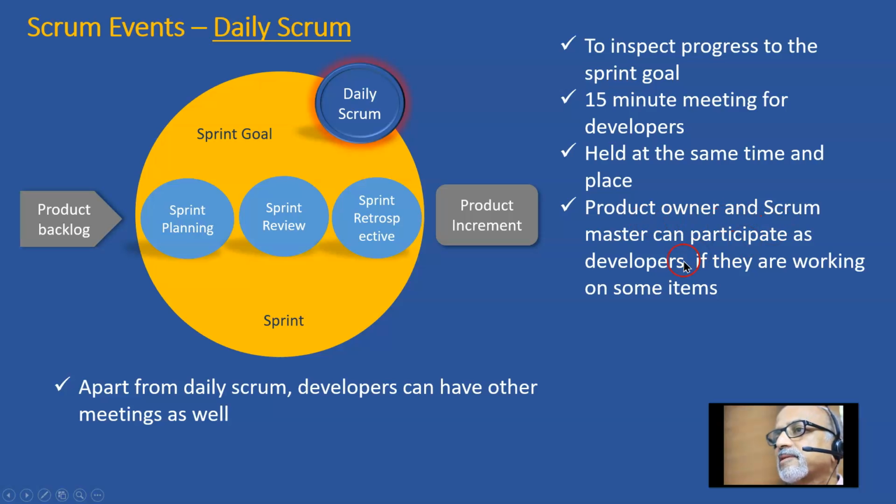The product owner and the scrum master can participate as developers if they are working on some items. So a Scrum Master can volunteer for some of the development activities. In that case, he'll be attending that meeting. Similarly, the product owner also, if he has volunteered for some work within the sprint, can participate in the capacity of developer, not wearing the hat of a product owner or Scrum Master, because this is the meeting of the development team. This is the developers meeting.